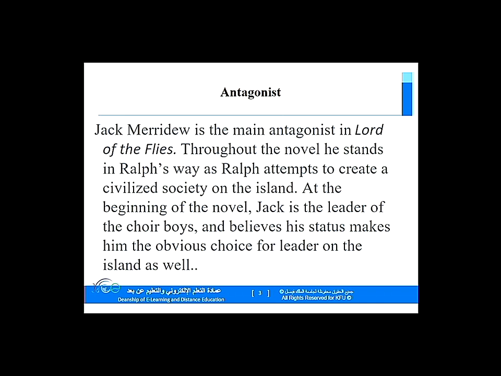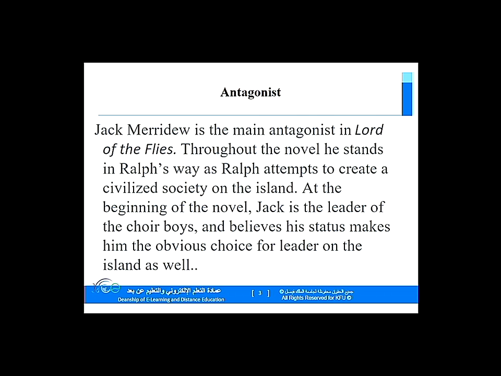So Jack Merridew is the main antagonist in Lord of the Flies. Throughout the novel, he stands in Ralph's way as Ralph attempts to create a civilized society on the island. We've seen in the previous lecture how Ralph is the protagonist, and Ralph tries to create a civilized society where people listen to each other, where people help each other, and where people try to have a plan to save themselves and return to civilized society.